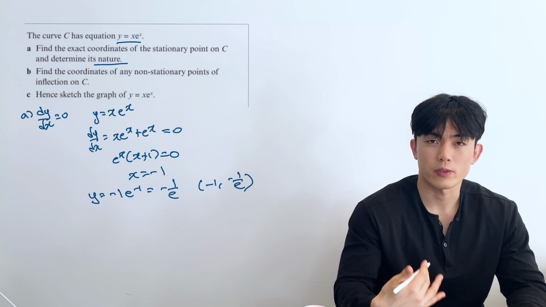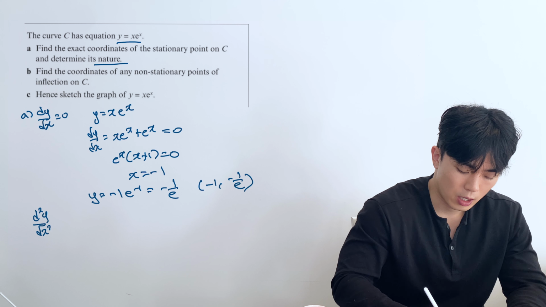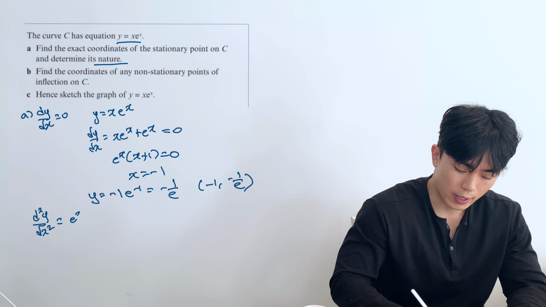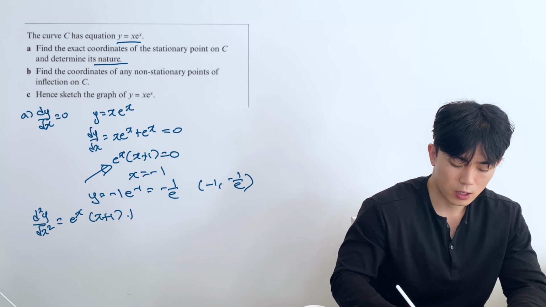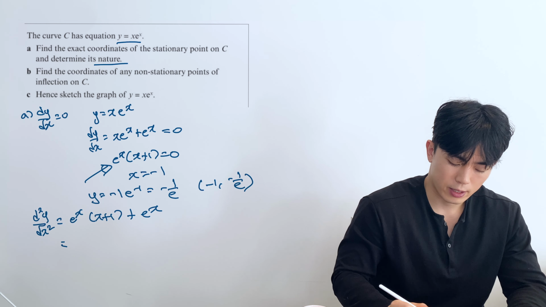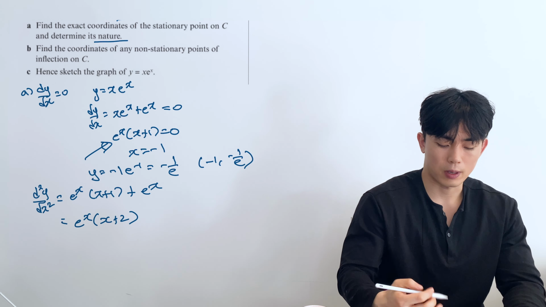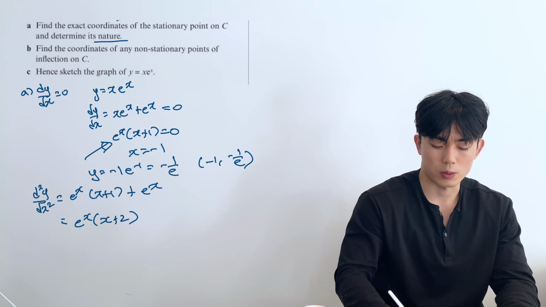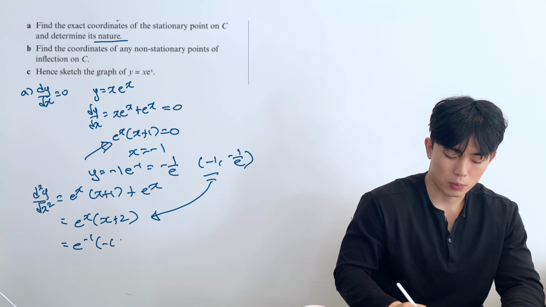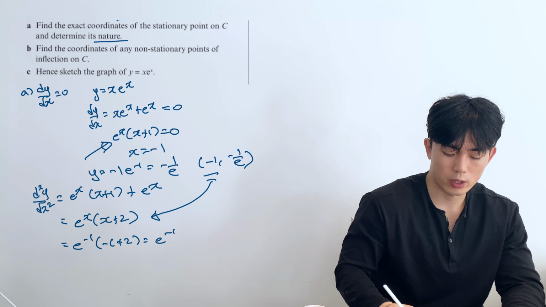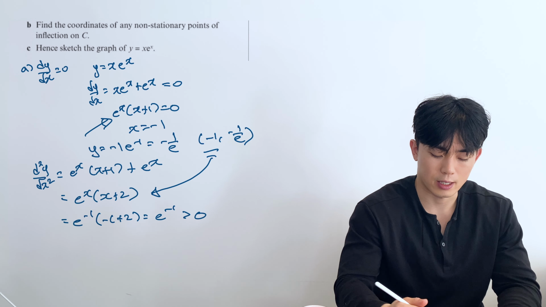And in order to know that, we have to differentiate again, right? So d2y by dx2 is equal to e to the x, differentiating this one again, right? Using the product rule, x plus 1 plus e to the x. I can simplify this a bit, so it's e to the x, x plus 2. And I have to plug in now my x coordinate, which is minus 1, into here. So I get e to the minus 1 plus 2, which is equal to e to the minus 1. This is bigger than 0, right? So if it's bigger than 0, then we know that it is a minimum point.